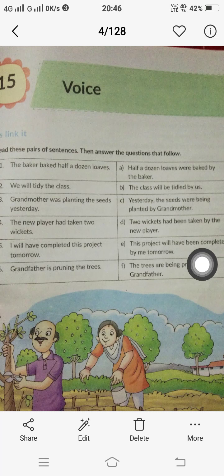Welcome children. Today we will do a new chapter in grammar, and that is chapter 15, voice. So let us link it. Read the pair of sentences which are given over here. The baker baked half a dozen loaves. Half a dozen loaves were baked by the baker.